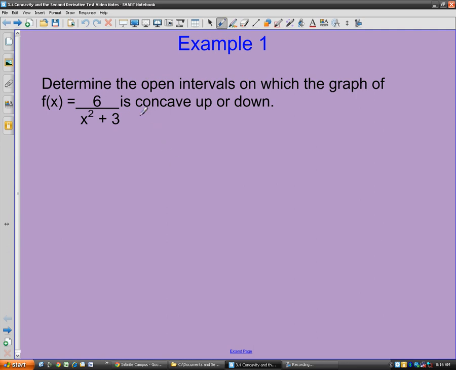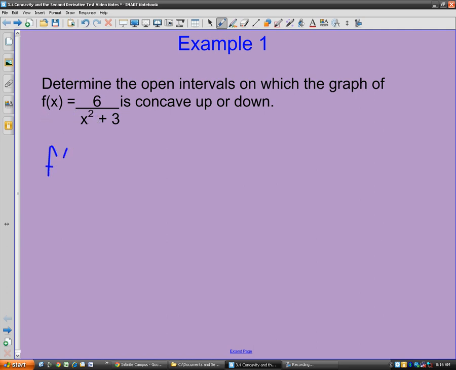So in the first one here, they're asking us to determine the concavity, and that's basically what the second derivative test does for us, it gives us concavity. In order to do so, we've got to go through and find the points where the second derivative is equal to 0, because that will help. Those are what we call points of inflection, changes in concavity. So we're going to go through and find those.